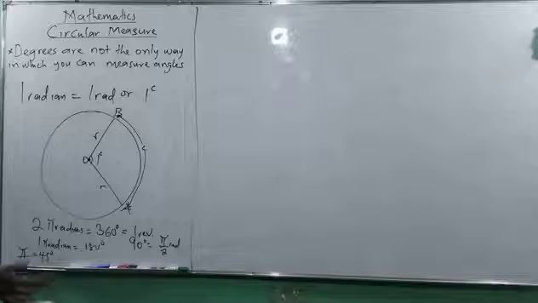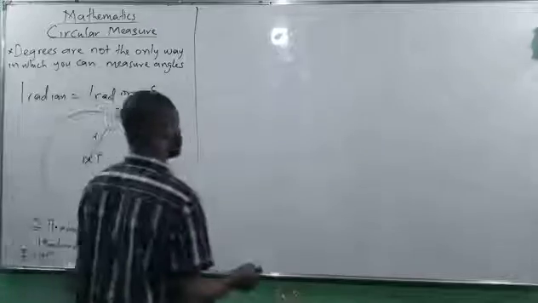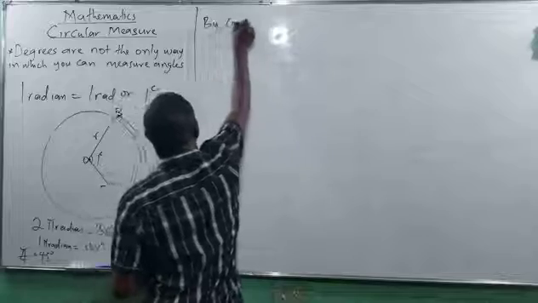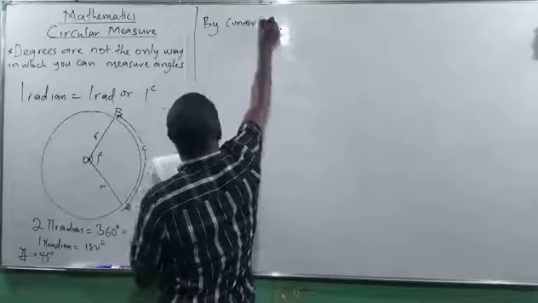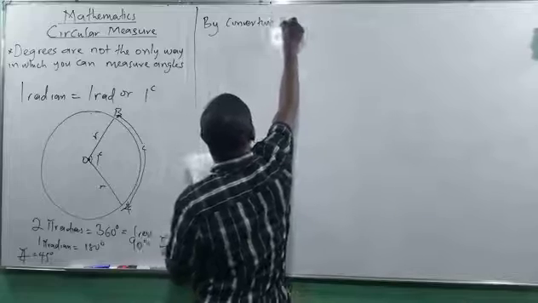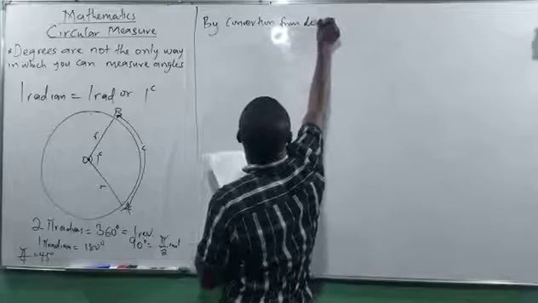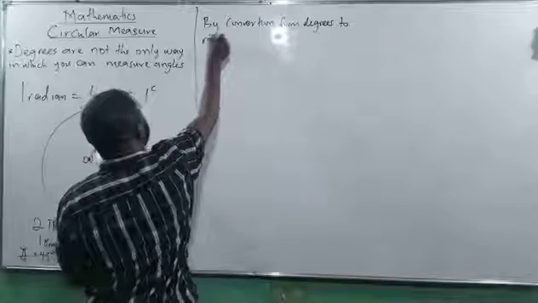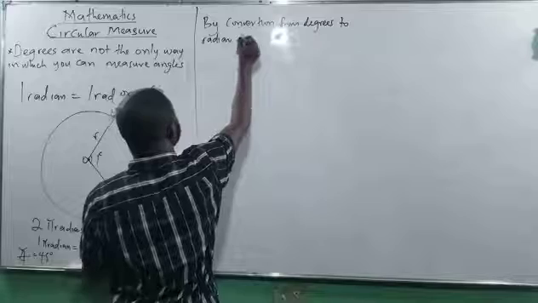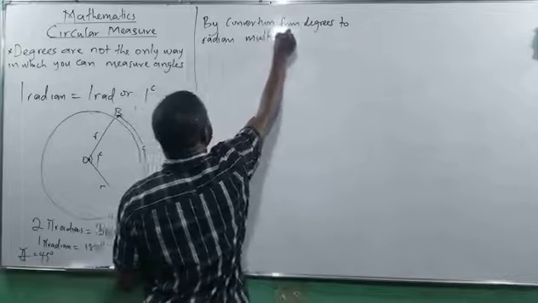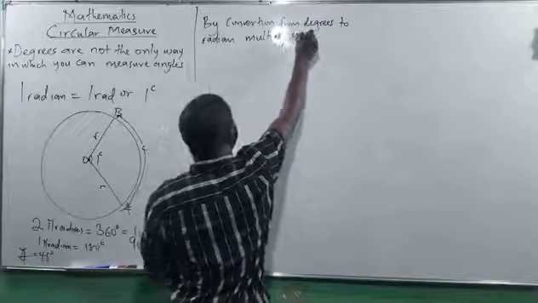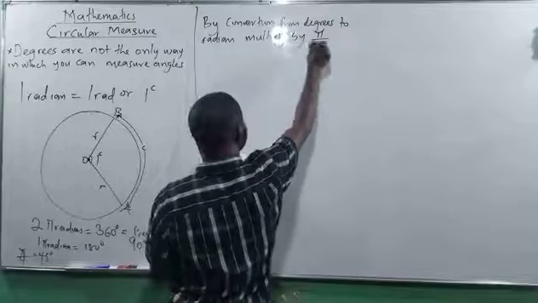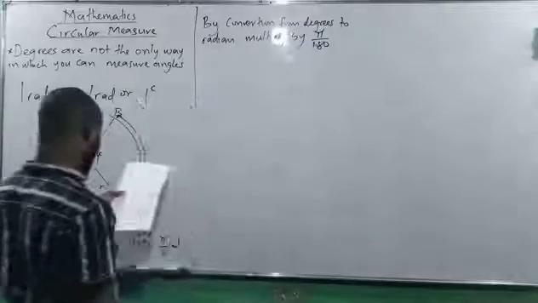Now, let me quickly work on the conversion of this part. By conversion from degree to rad, we multiply by pi all over 180. Pi all over 180. That is what we are trying to work.